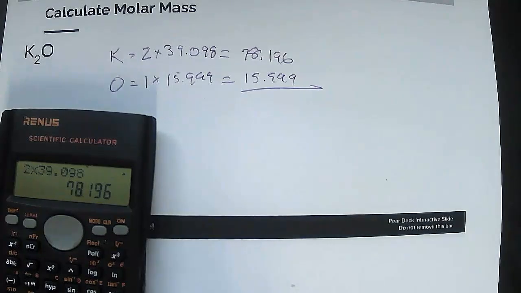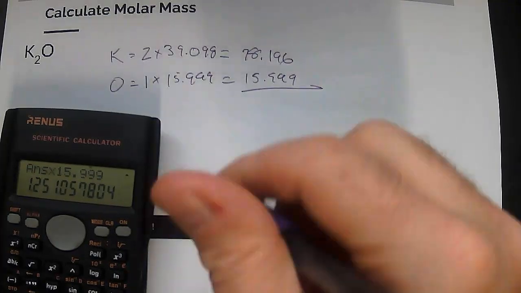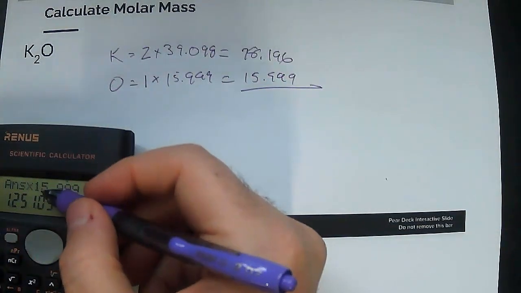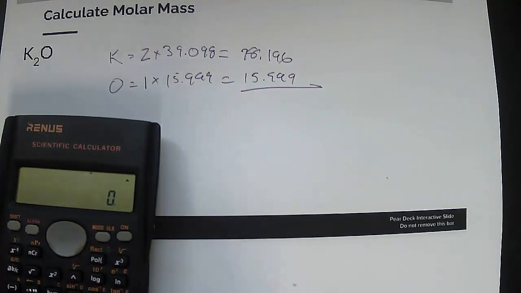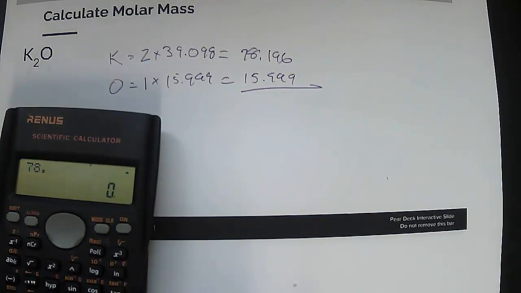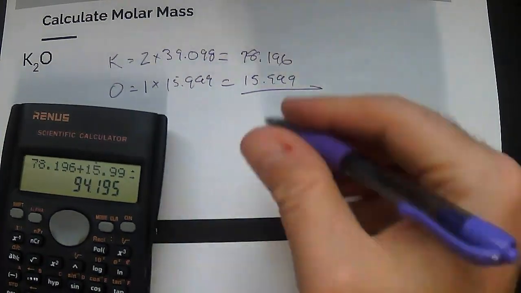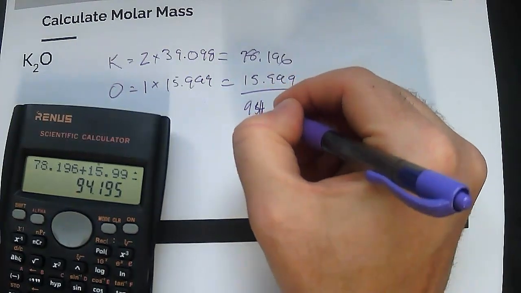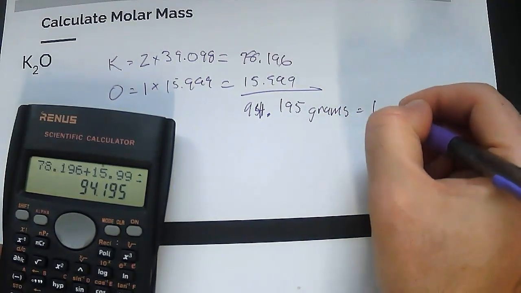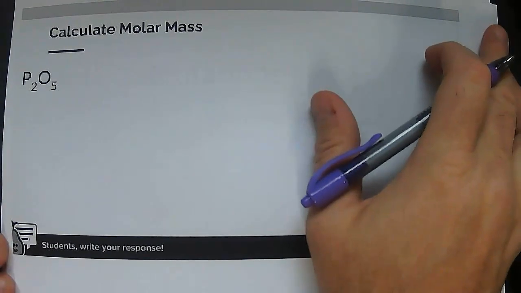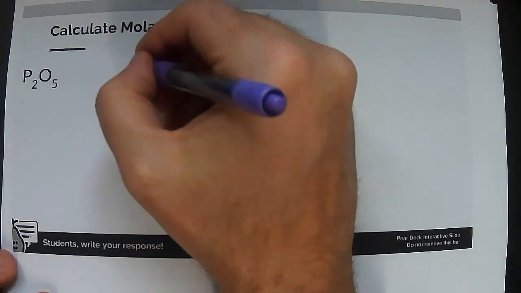15.999. So that's plus 15.999. And we get, oh, I multiplied. I'll leave the mistakes in because, listen, I make mistakes too. It's fine. So let's do this again. 78.196 plus 15.999. That's 94.195 grams equals 1 mole. So look, oxygen again. At this point, you should have memorized oxygen. You don't have to, but you just use it so much that that's what happens.